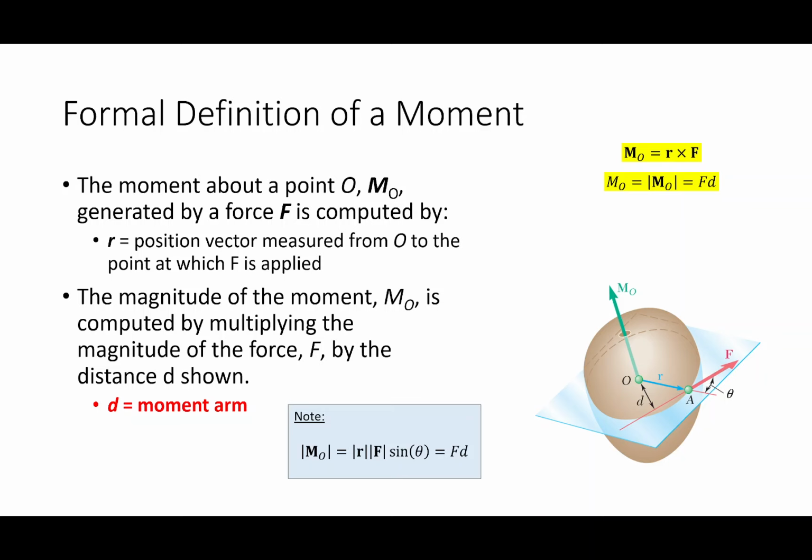We're going to get into why we define it that way, why it's R cross F and not F cross R, in a second. There is a very specific reason for that. But that's going to be our formal definition. Okay?